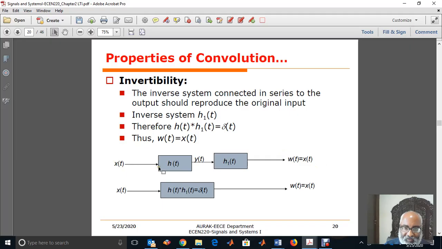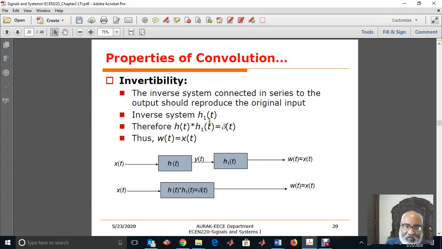So in this case, what is the overall system? The overall system will be h of t convolved with h1 of t. If the overall system h of t convolved with h1 of t gives me Dirac t, then I say h1 of t is the inverse of h of t. And the output in this case will be x of t convolved with what is the overall system? Dirac t. x of t convolved with Dirac t will give me x of t.